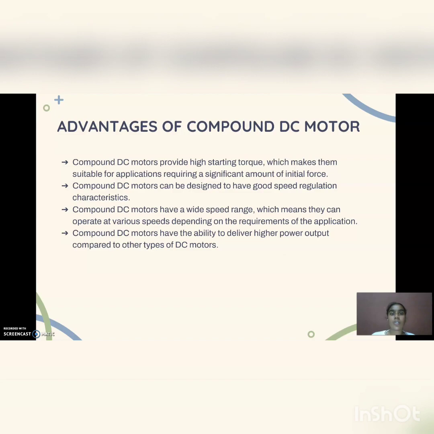The advantages of compound DC motors are that they can provide a high starting torque, which makes them suitable for applications that require a significant amount of initial force. They are designed to have good speed regulation characteristics and a wide speed range, which means they can operate at various speeds depending on the requirement of the application. They also have the ability to deliver high power output compared to other types of DC motors.